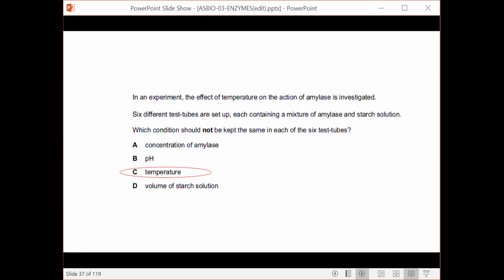See, the test tubes are there. Exactly. Thank you, Shreya. Exactly. In the question, it's mentioned that we are investigating temperature. If the one we are investigating, we keep it constant, how will we know what is happening?